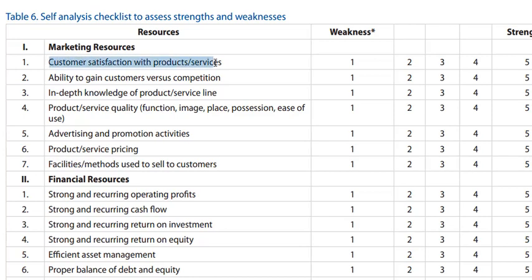First question is customer satisfaction with the product or service. If that is bad, it's weakness. If it is good, it's strength. Then we have to judge customer competition, in-depth knowledge of product service line, product service quality, advertising and promotional activities, product service pricing, and facility methods used to sell customers.